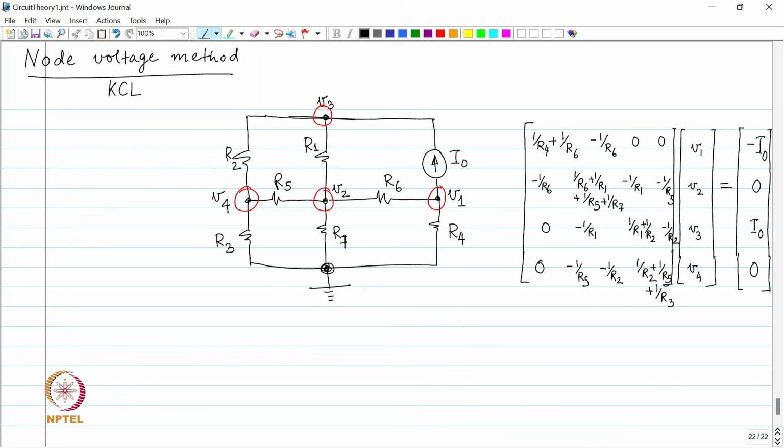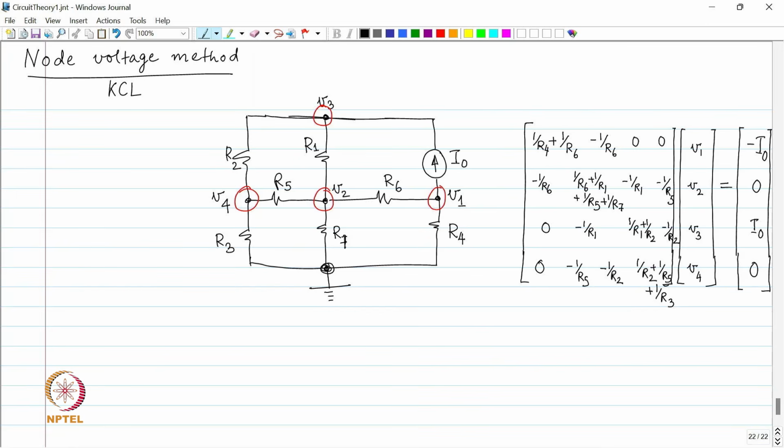Fine. Any questions? All of you are comfortable with this fast moving circuit analysis? And then how do you solve the circuit? Take the inverse of this matrix, multiply it on both sides of the equality, right. I get V1, V2, V3, V4 is equal to the inverse of this matrix times minus I0, 0, I0.